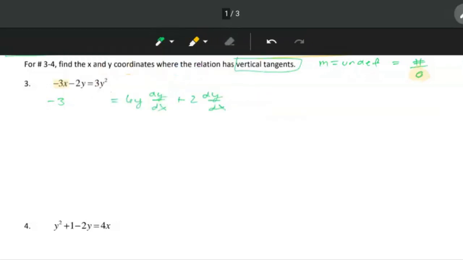And we are left with -3 on the left, and on the right, both of these terms have a dy dx in them, so we could factor a dy dx out, and we're left with 6y plus 2. And then to get dy dx by itself, let's divide both sides by 6y plus 2.